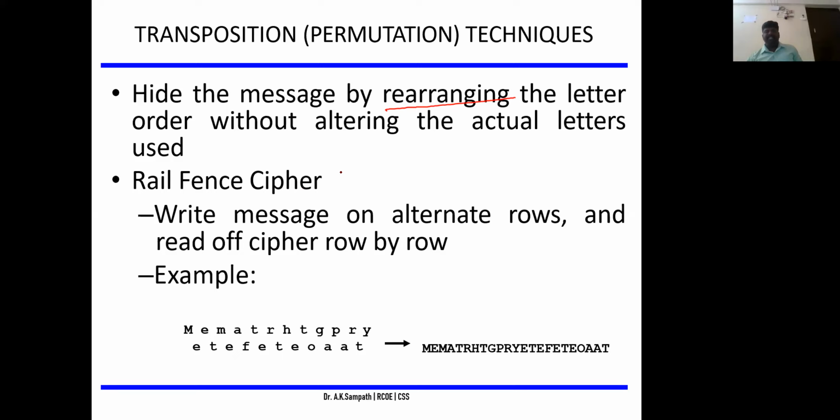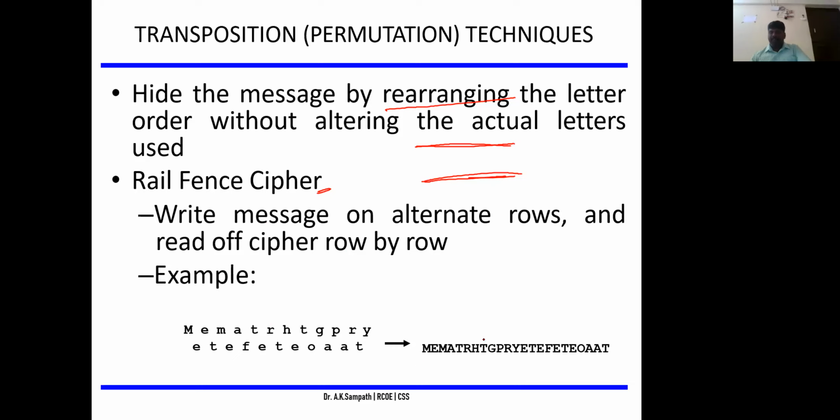The first technique which I'm going to explain here is the rail fence technique. When you talk about the rail fence, you will see that you will have two tracks, two rails, a pair of rods through which the wheels can move on the train. Very similarly, the information which we want to transfer is going to be divided into two halves, right?